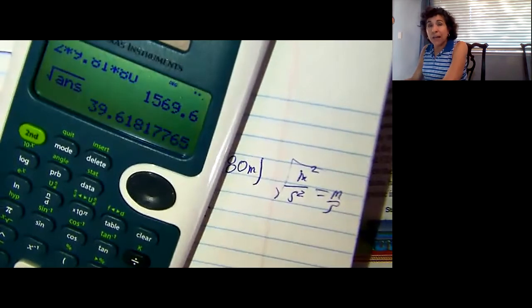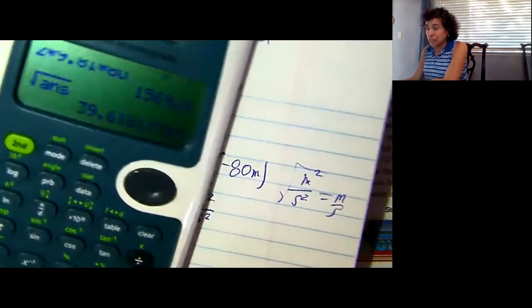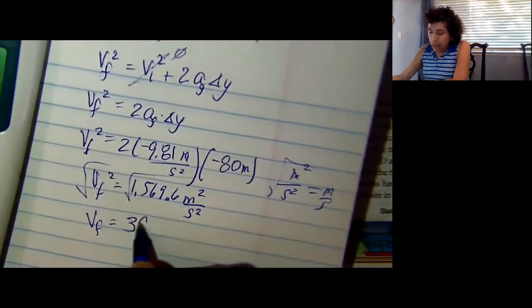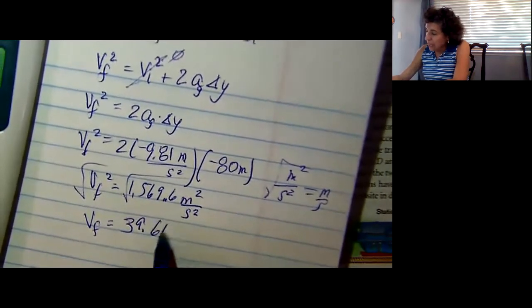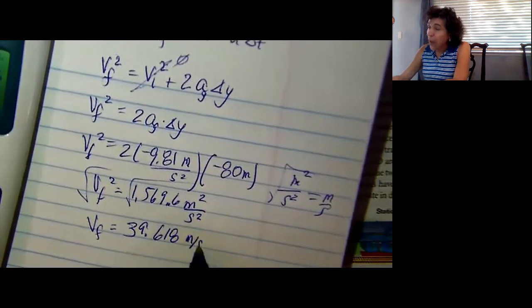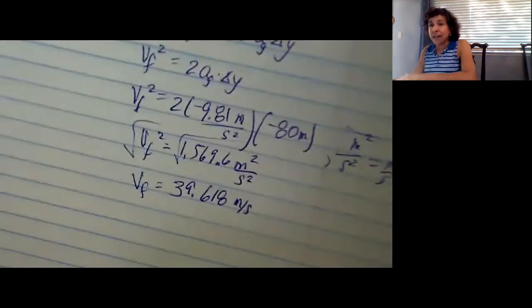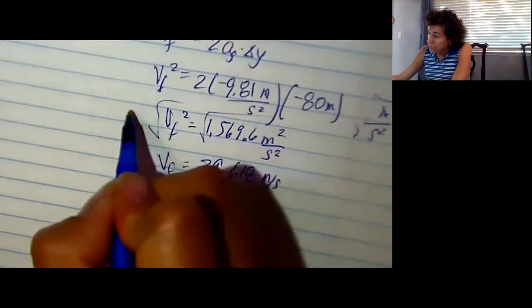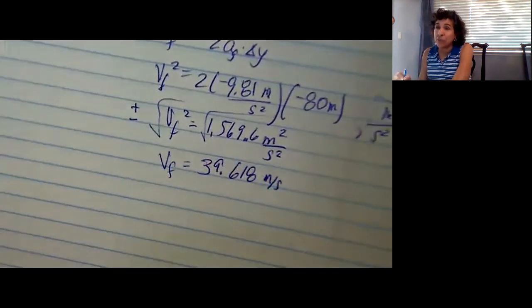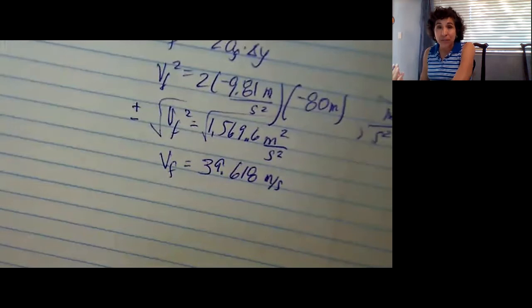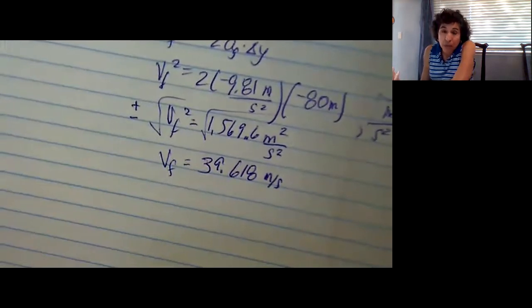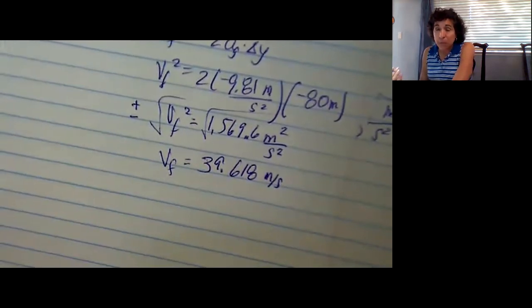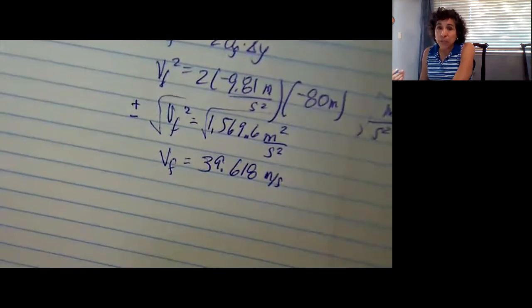What is it? I get 39.618 meters per second. However, this is a vector. When I take a square root, I have a choice. I have the positive and I have the negative. Every square root is a positive or negative. Negative 3 times negative 3 is positive 9. And positive 3 times positive 3 is 9.